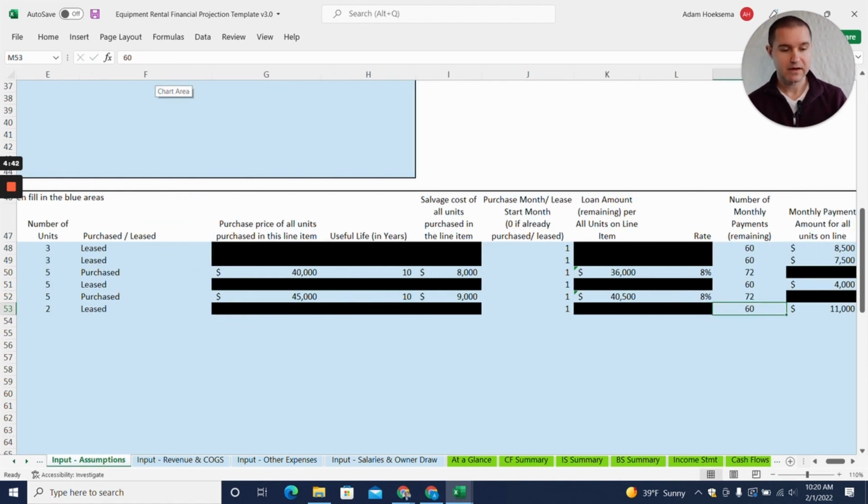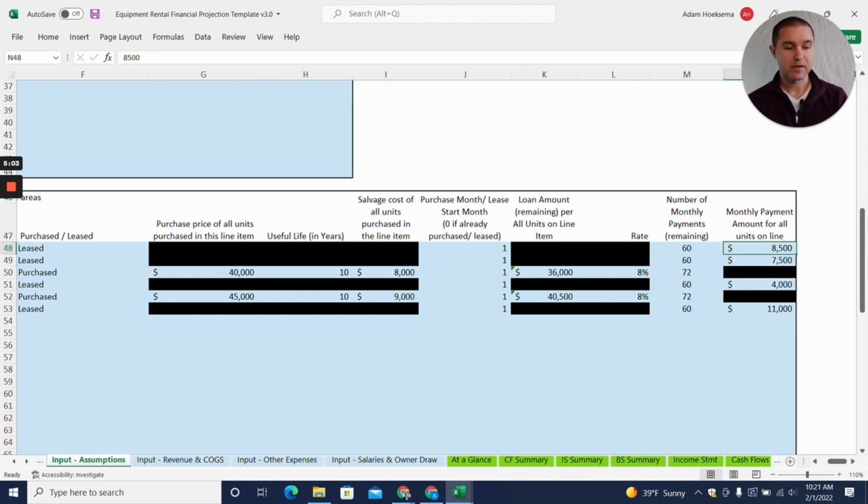And then you have the ability to enter in an interest rate and a number of months for the repayment of that loan. So that's the process for the purchase items. But if you're leasing items, you also want to put in what month you're going to start the lease, how many months the lease is, and what is the monthly payment amount for all the items. Again, this is all the items on this line.